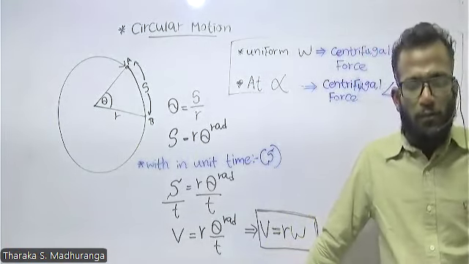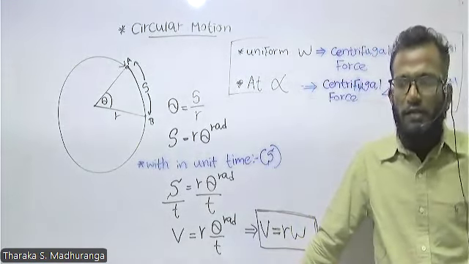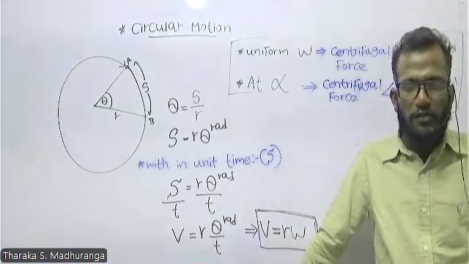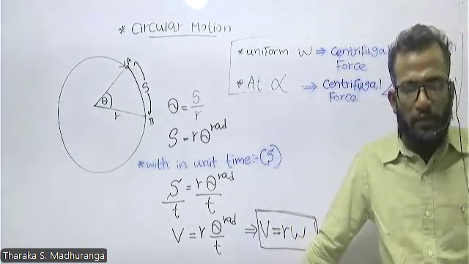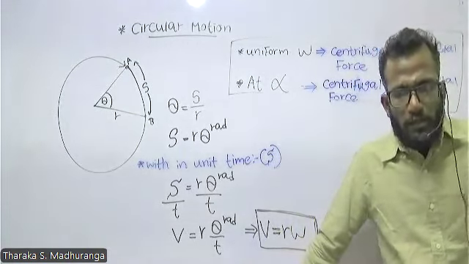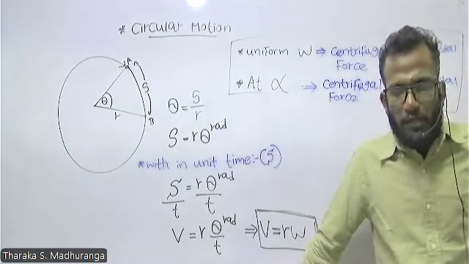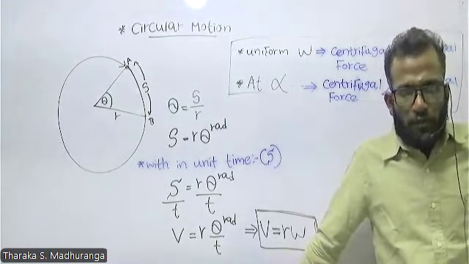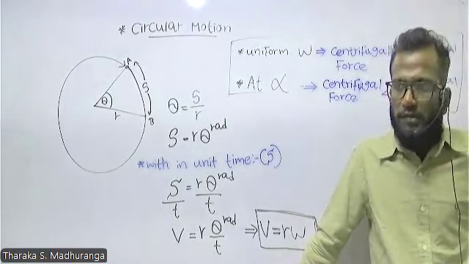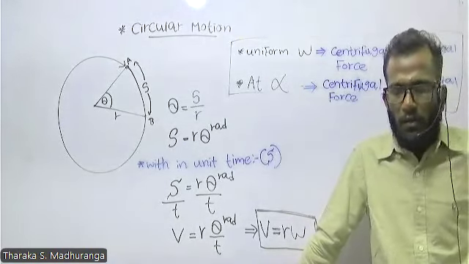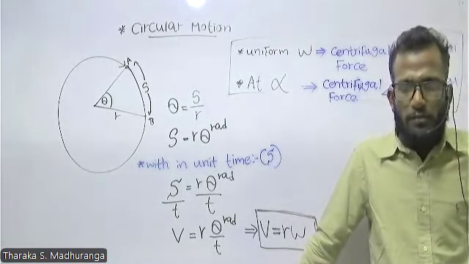The distance of moving of any circular motion object within unit time period is called the speed of that object.